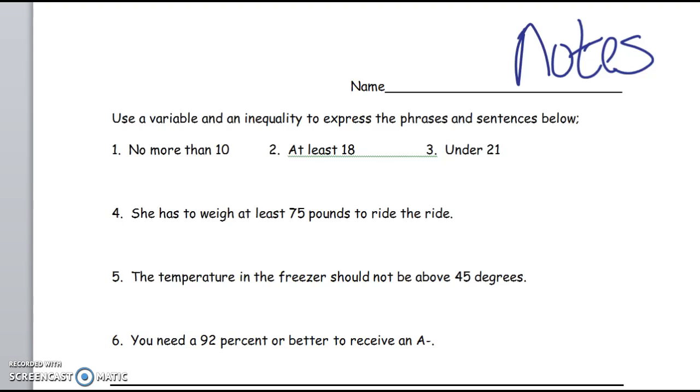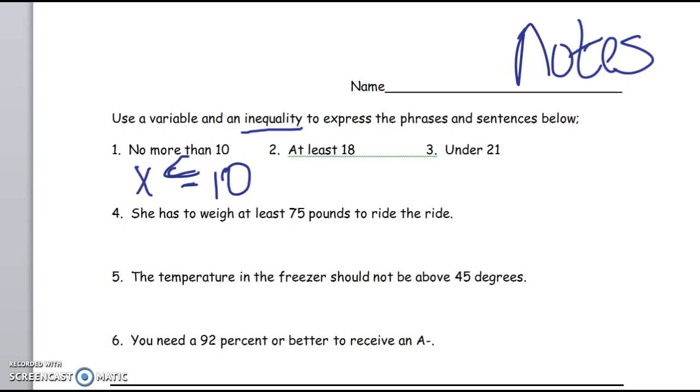So we're going to write an inequality for these phrases below. So the first one, no more than 10. So you pick a variable, and that would include all numbers that are less than 10, but also equal to 10. Sorry, that says less than or equal to.